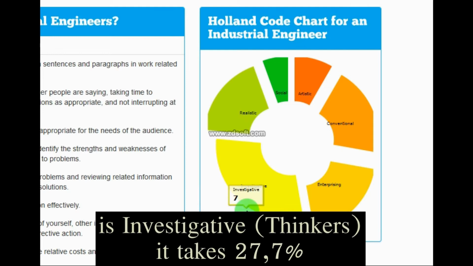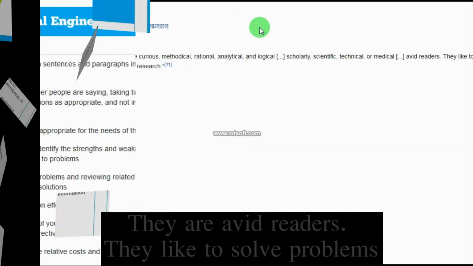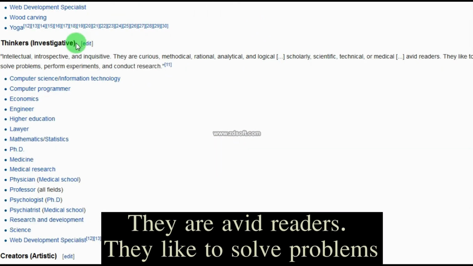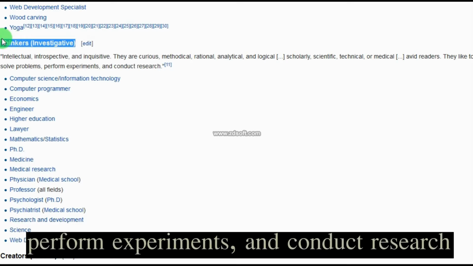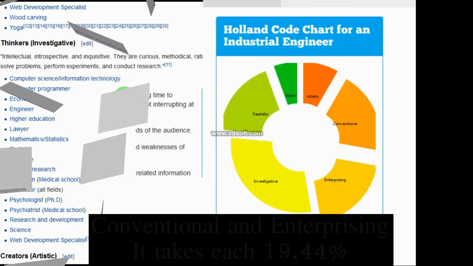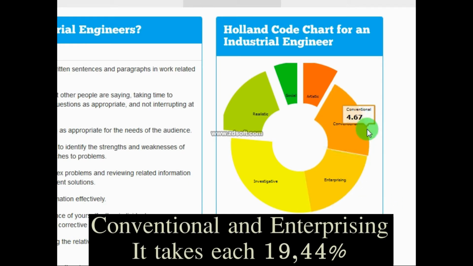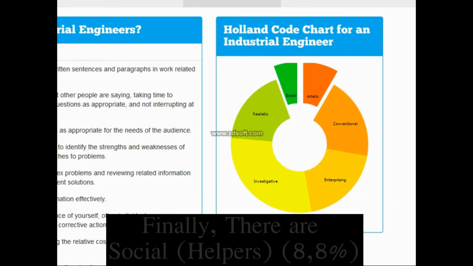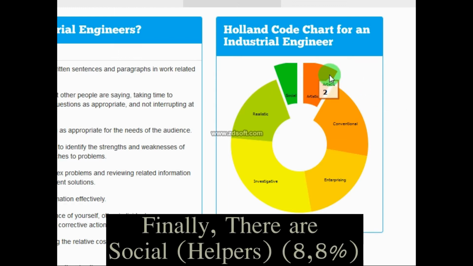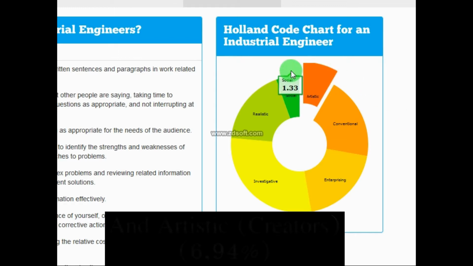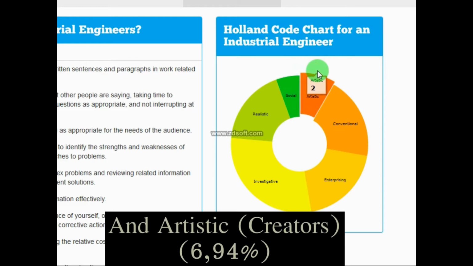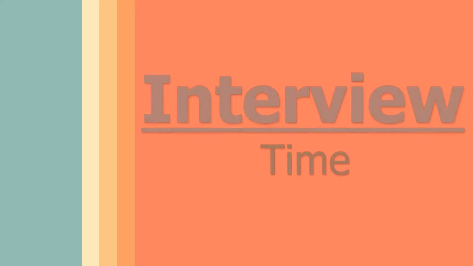It takes 27.7%. They are avid readers. They like to solve problems, perform experiments, and conduct research. Conventional and enterprising take 19.44%. Finally, there are social helpers, 8.8%, and artists, creators, 6.94%.